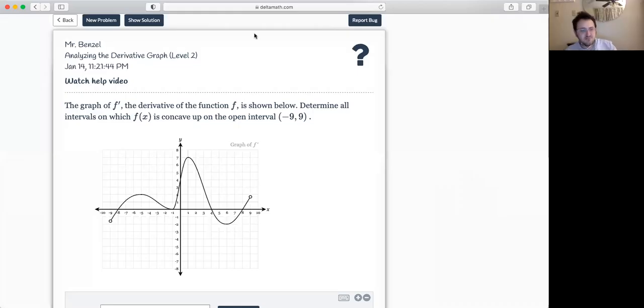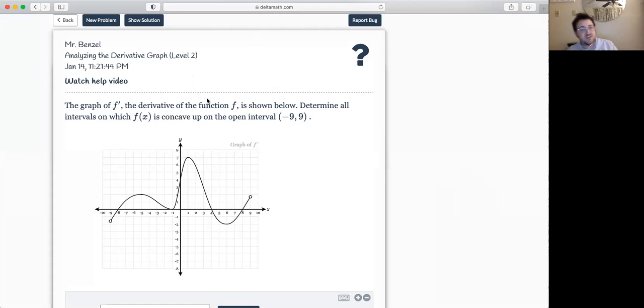All right. I'm just going to make a little addition to the video showcasing how to do the exercise analyzing the derivative graph level 2. So I think like the level 1s that we did 2 skills ago, you want to make sure that you are translating the terminology into kind of plain English.